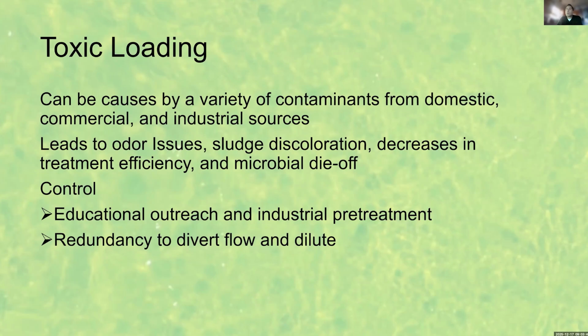The best way to control toxic loading is to have the ability to have equalization tanks or to be able to divert flow when needed, when you see these spikes in unusual chemicals or if an industry notifies you. And then also having a good outreach and educational program, using industrial pre-treatment principles, to make sure industries know what to do when they accidentally discharge an illicit chemical or something like that. So that is the last abnormal condition and the end of our presentation.